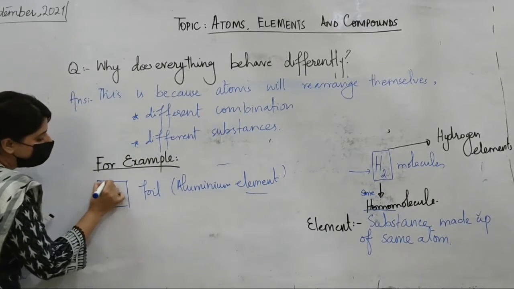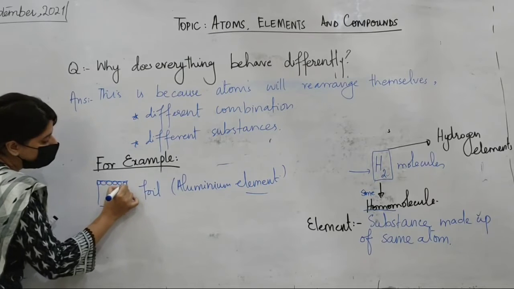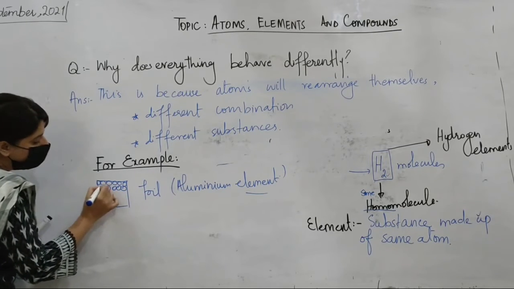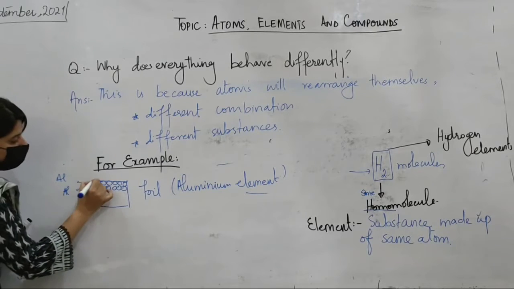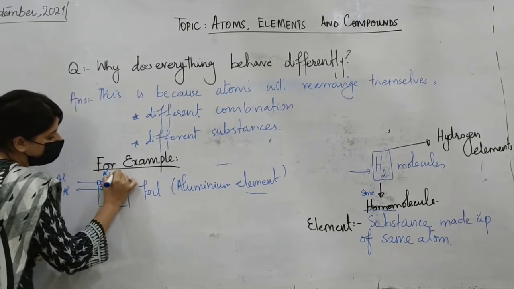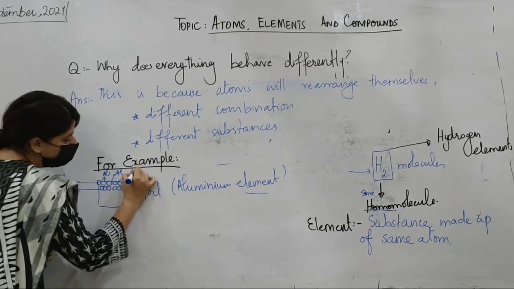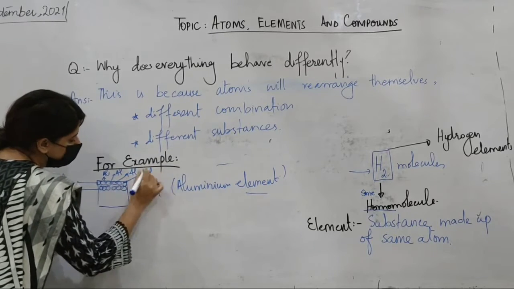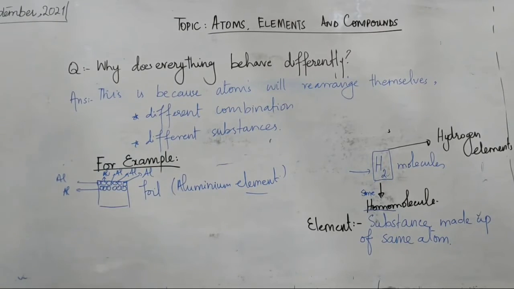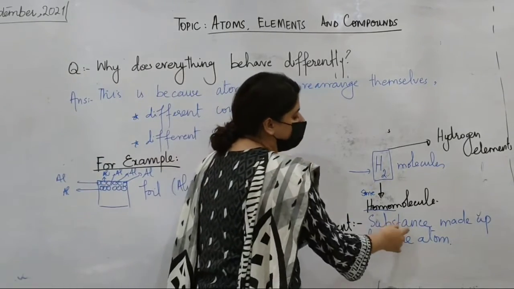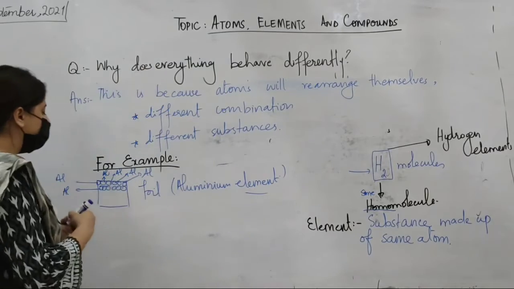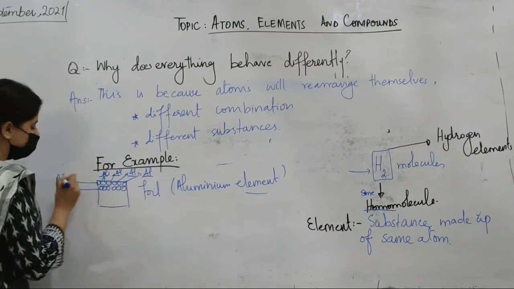As it is a solid, their atoms would be like this. Every tiny particle is basically an aluminium atom. Right? So I can say that this whole foil is made up of aluminium element. This justifies the definition of element, that it is a substance made up of same atoms.